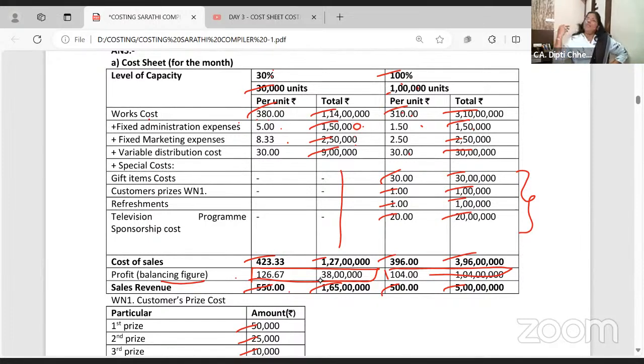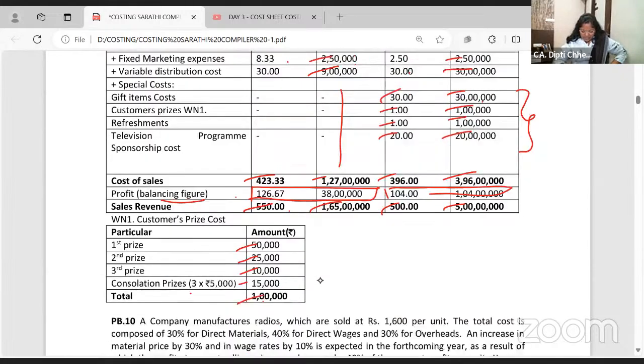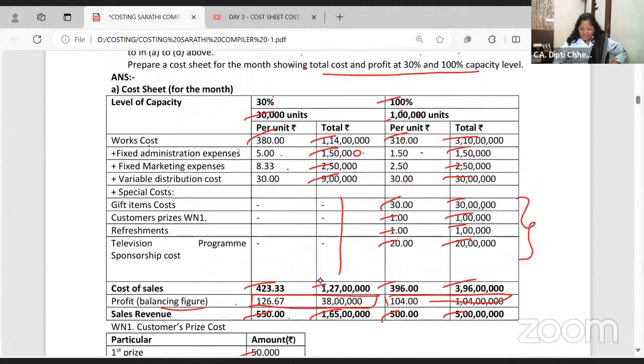Just like we speak Telugu, Gujarati, Marathi, Hindi, there is a language of costing. If you can put it on paper, that's why I have spared so much time in base building. Fixed cost, total, variable cost per unit, like this, and you will get the answer.